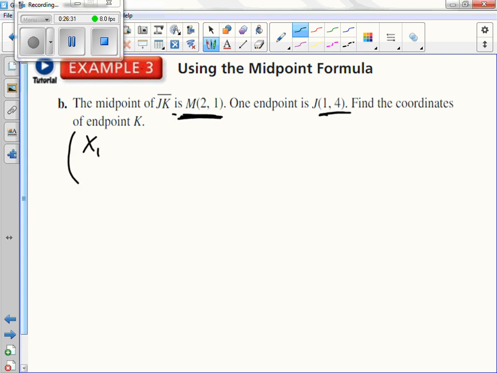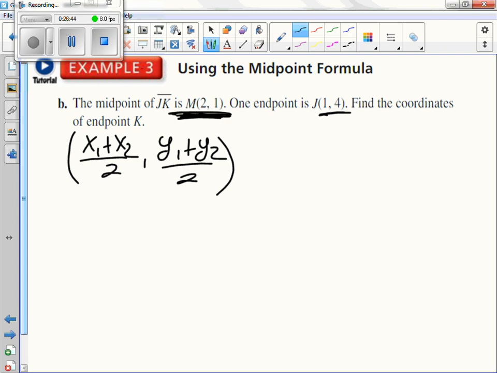Because what it's telling us is (x1 plus x2) over 2, comma, (y1 plus y2) over 2. This is our midpoint formula. It already told us it's (2, 1), but it only told us one endpoint. We need to find the other. So let's look at just the x values.